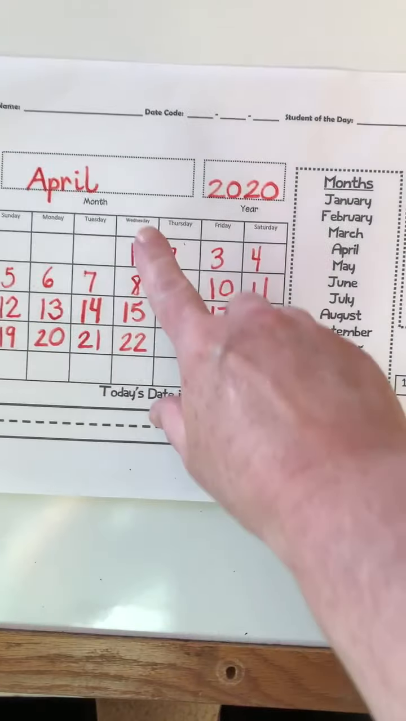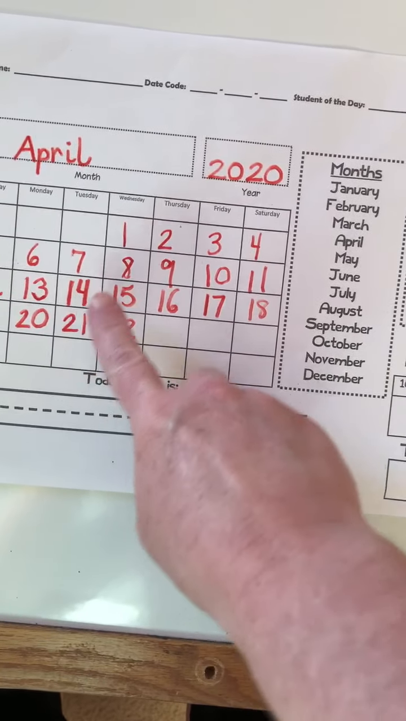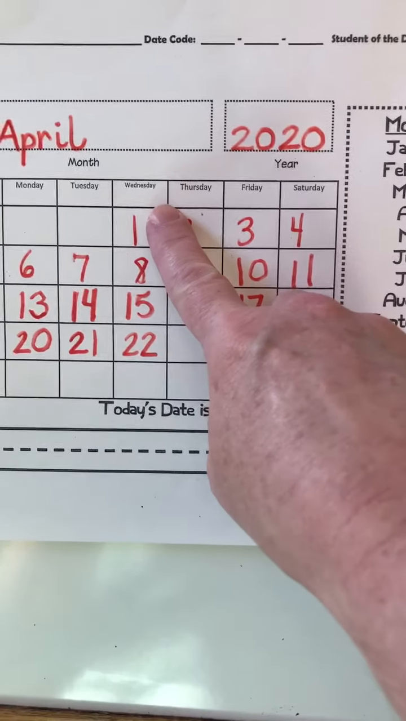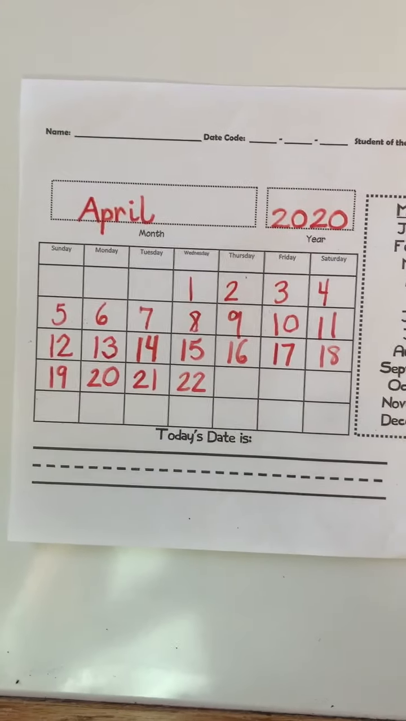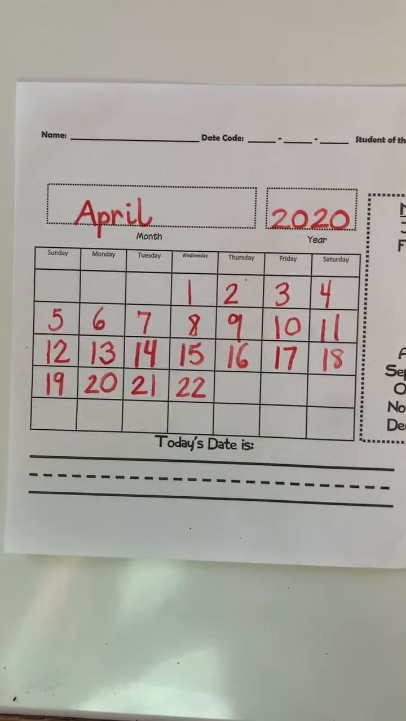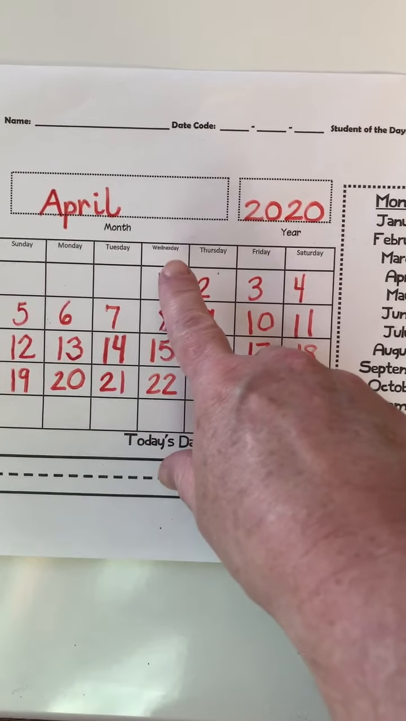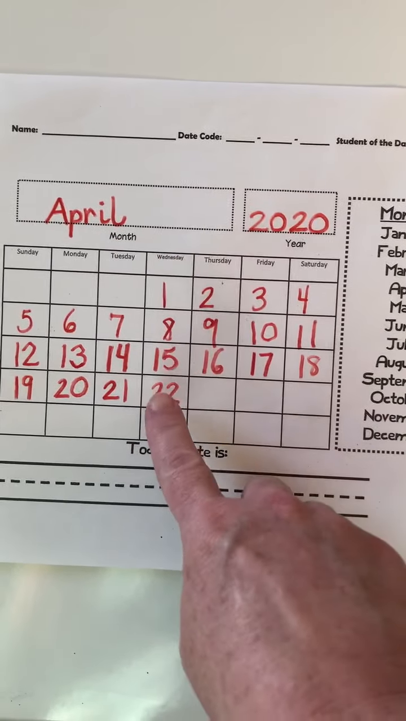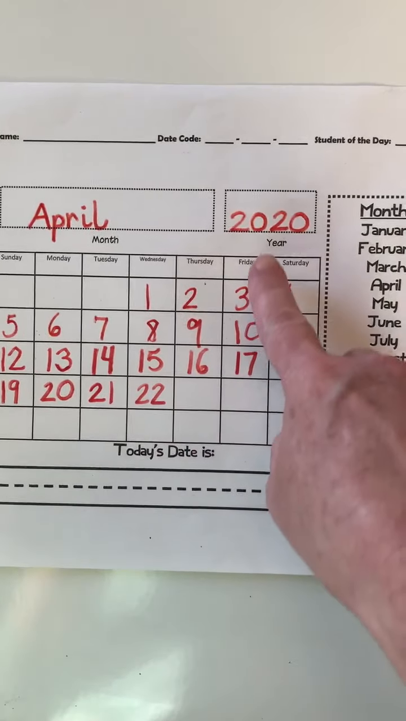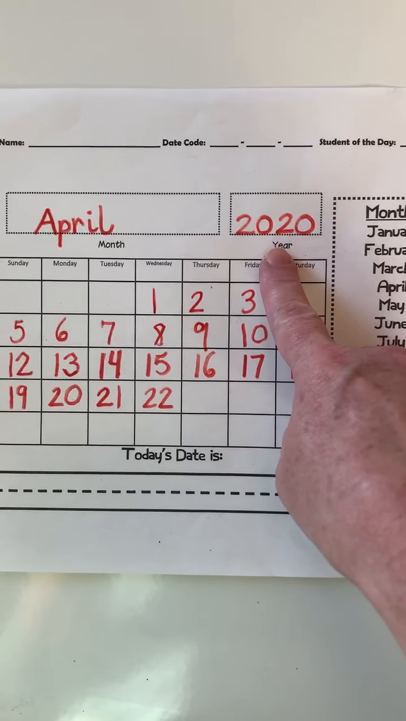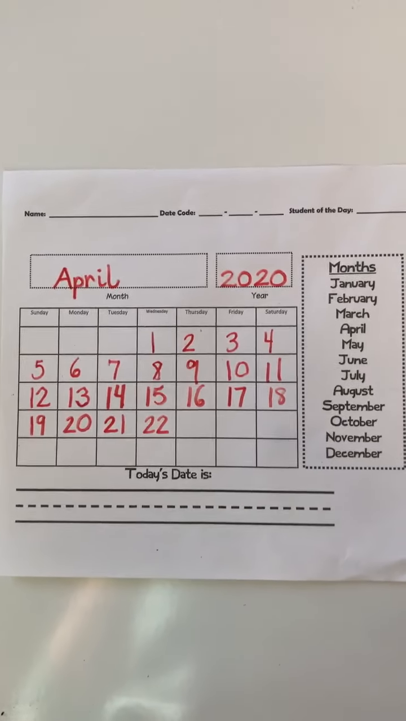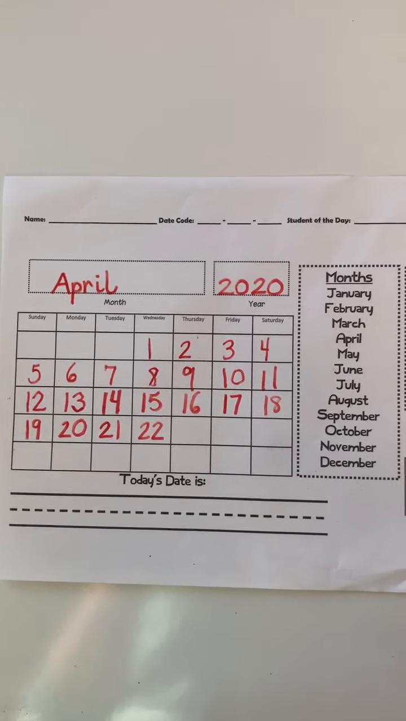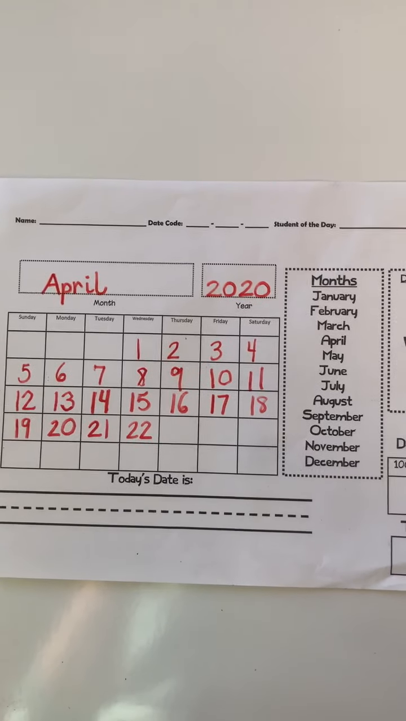Yesterday, Tuesday, was the 21st. Today is Wednesday, the 22nd. So say today's date with me. Today's date is Wednesday, April 22nd, 2020. Very good. As we said on Monday, we have about another week until the end of the month of April.